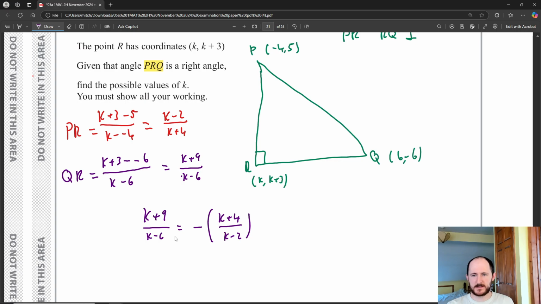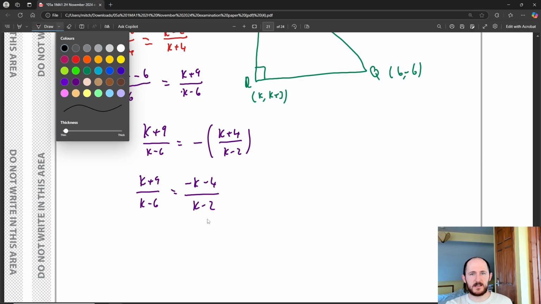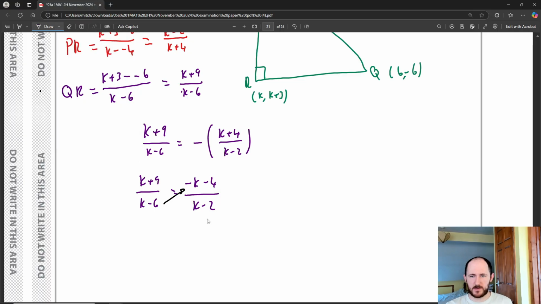If I expand this, which I would recommend because otherwise it's going to get a bit messy, all we need to do is times the numerator by minus 1, so it's minus k minus 4 over k minus 2. Now this is just an algebraic fraction question. That's it. So I'm going to cross multiply.